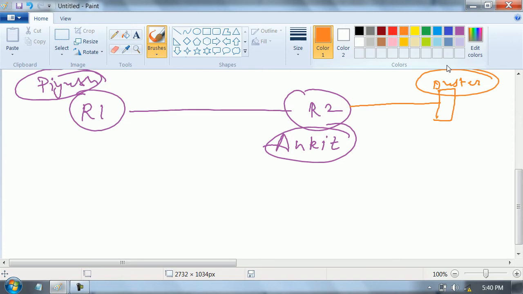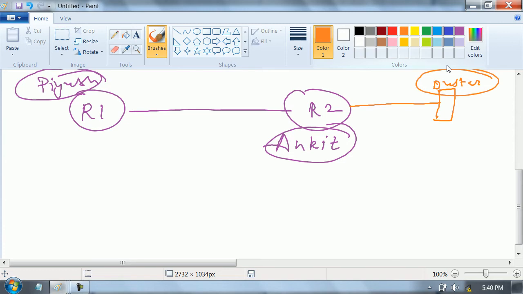Piyush wants to reach Ankit. Agree or not? Piyush can reach Ankit in two ways. One by using static routing, one by using dynamic routing. Agree? Now, first thing, when there is a need to configure routing. What did I say?